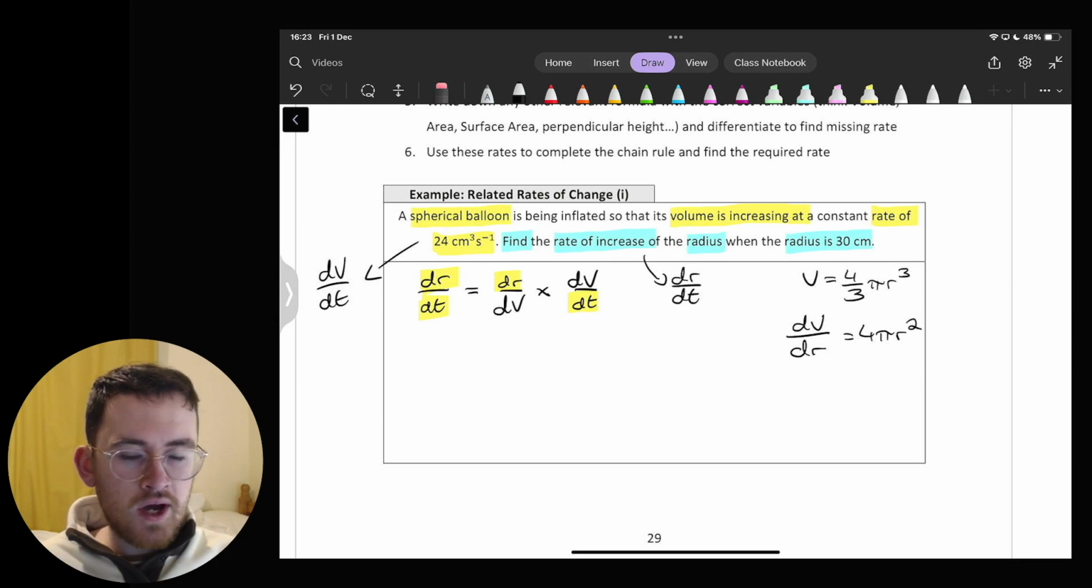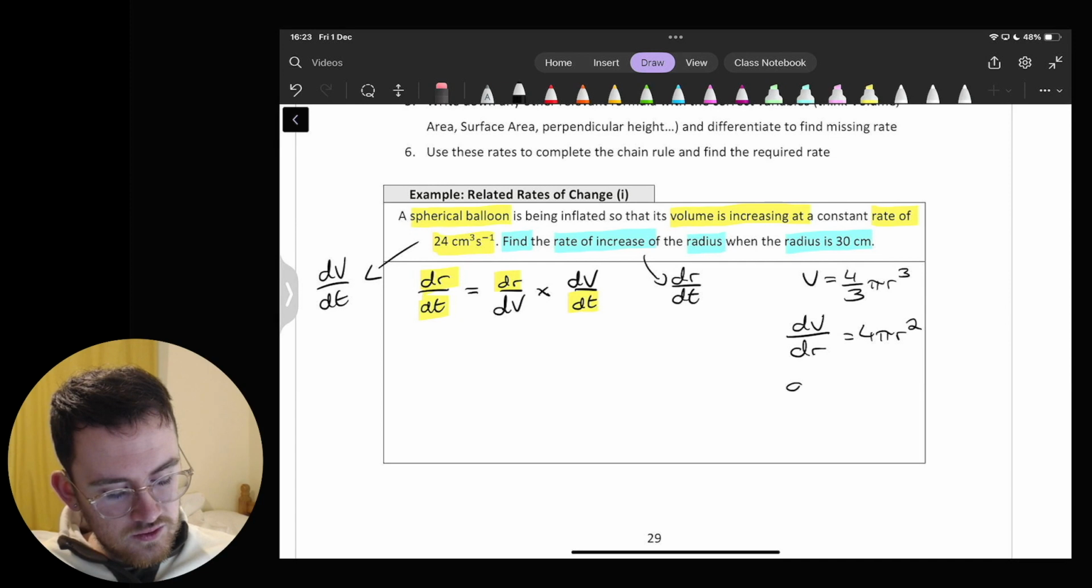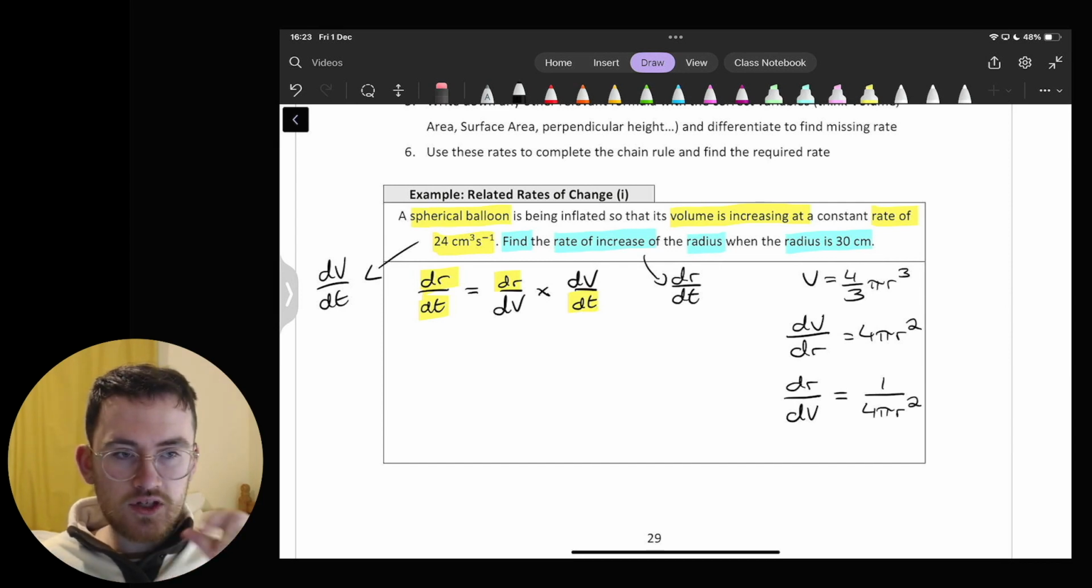Now you might be saying, why are we finding dV/dr? Well, one of our nice little tricks for these differentiation questions and rates of change is that to find dr/dV, I simply flip the fraction upside down. So it would make sense that dV/dr is dr/dV upside down, and it actually does hold mathematically. So we can flip that second part upside down, writing it as a fraction with 1 over 4 pi r squared on the bottom.